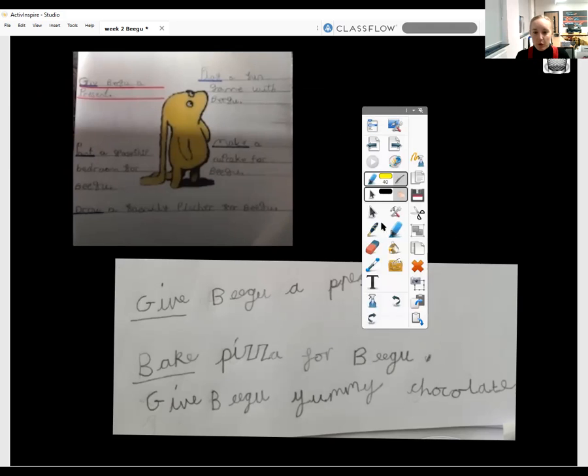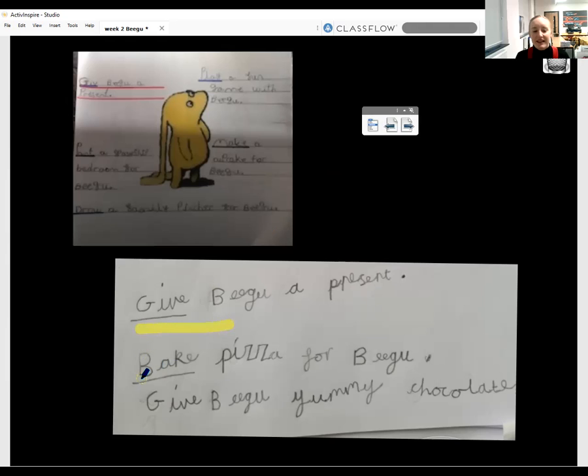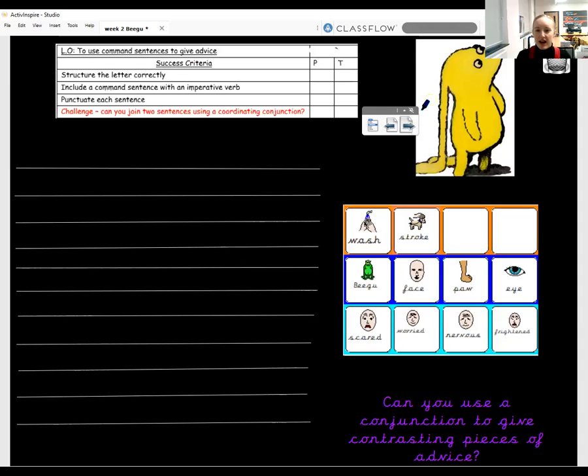Because remember, what did we have to put at the start of our command to make it a command? Yes. And you remember here we needed our verbs, okay? Which these two people have definitely made sure that they have done. So I'm going to use some of these and a few ideas I've remembered in my head to try and write a letter to Bigu, okay? I'm going to be making sure I'm using my command sentences to give advice to Bigu and make sure that she feels okay. So I need to include my command sentences with imperative verbs at the start.